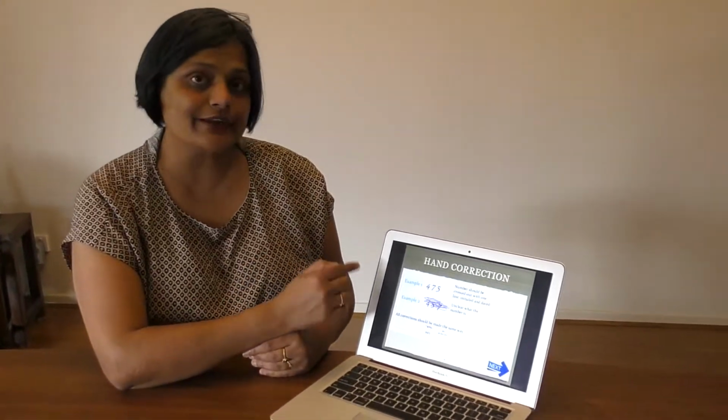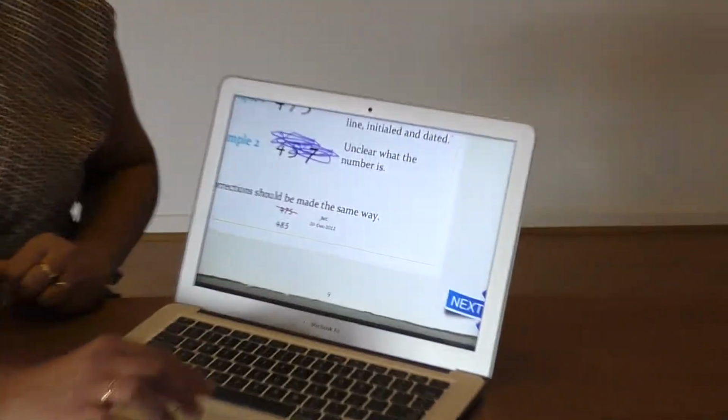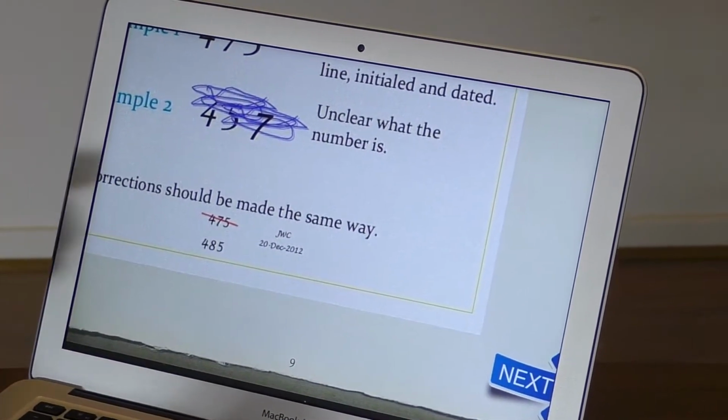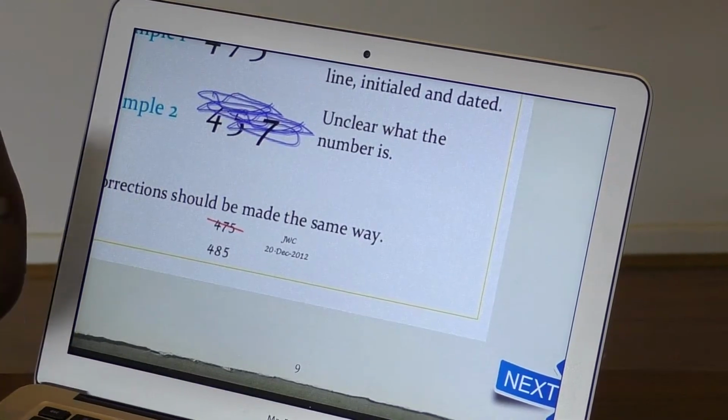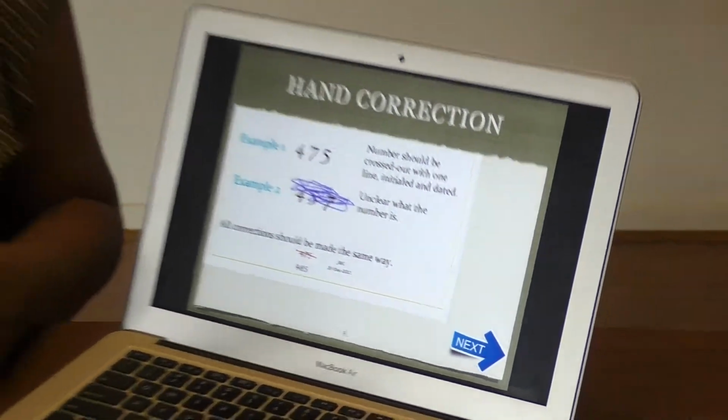So how to correct a wrong entry is to just put one strike through your entry, like this. Put your correct entry, like 485. Put your initials, date, and justification, like why it was an error. Whether the error happened in writing or it was wrong data, etc.